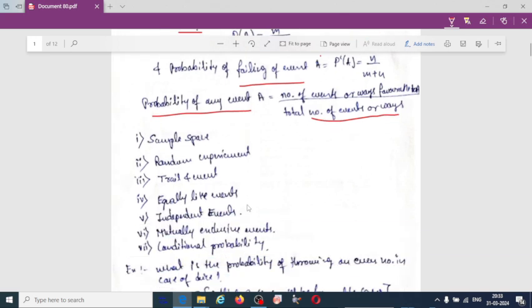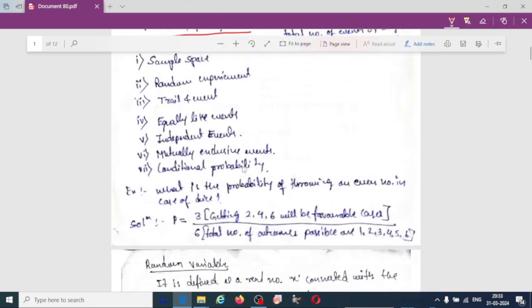There are different terms involved while discussing probability: sample space, random experiment, trial and event, equally likely events, independent events, mutually exclusive events, and conditional probability.